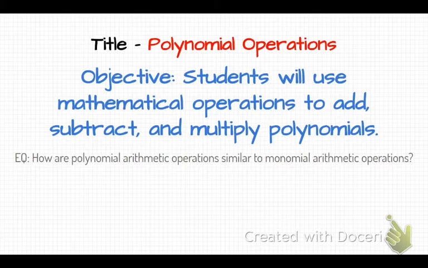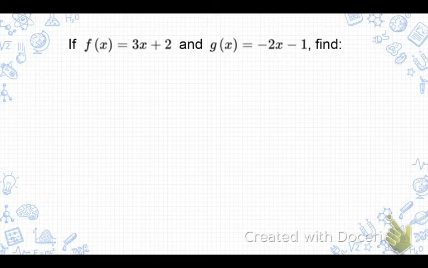Okay, we are doing polynomial operations today. So we're going to add, subtract, and multiply our polynomials. Okay, we're going to get started. So if I have f of x equals 3x plus 2 and g of x equals negative 2x minus 1, I want to find the following things that I'm going to give you.